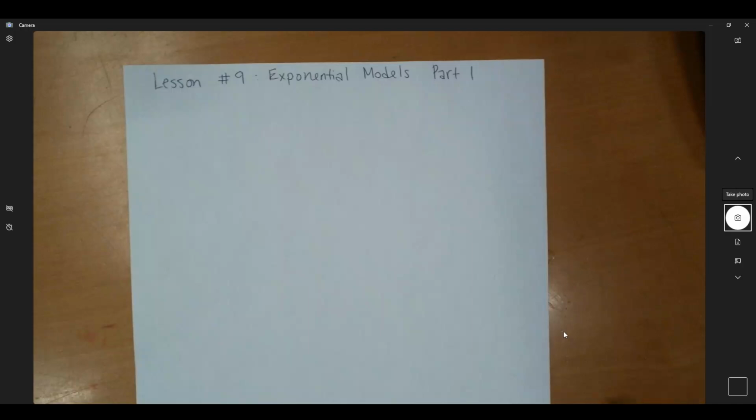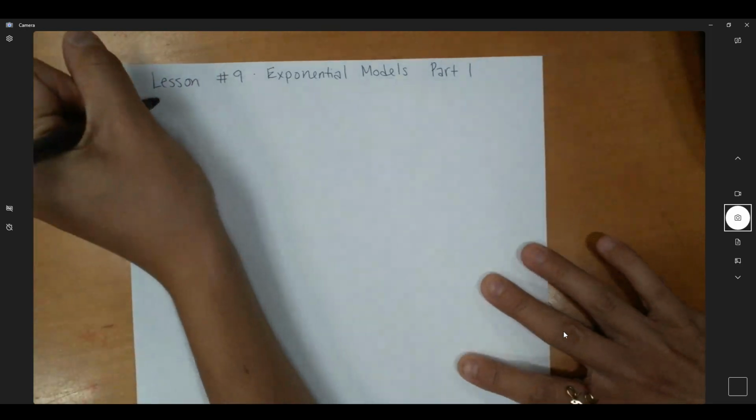All right, for lesson number 9, we're going to be doing exponential models, and we have 2 parts to this because we also need to do compound interest. So that will be lesson number 10, but the topic is exponential models. It will all be on one quiz. All right, so let's talk about exponential functions.